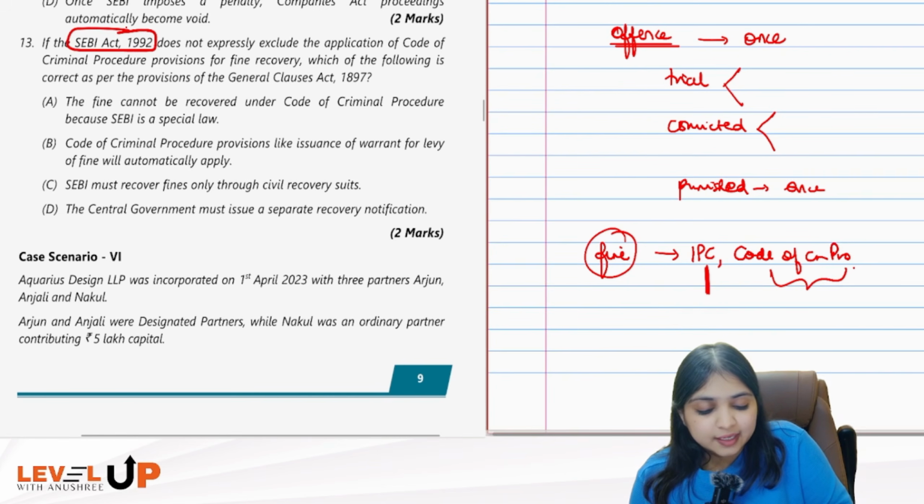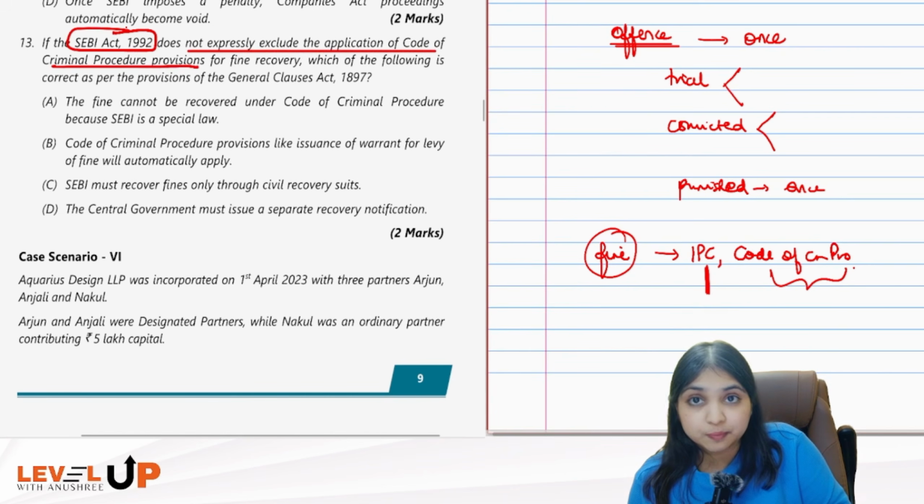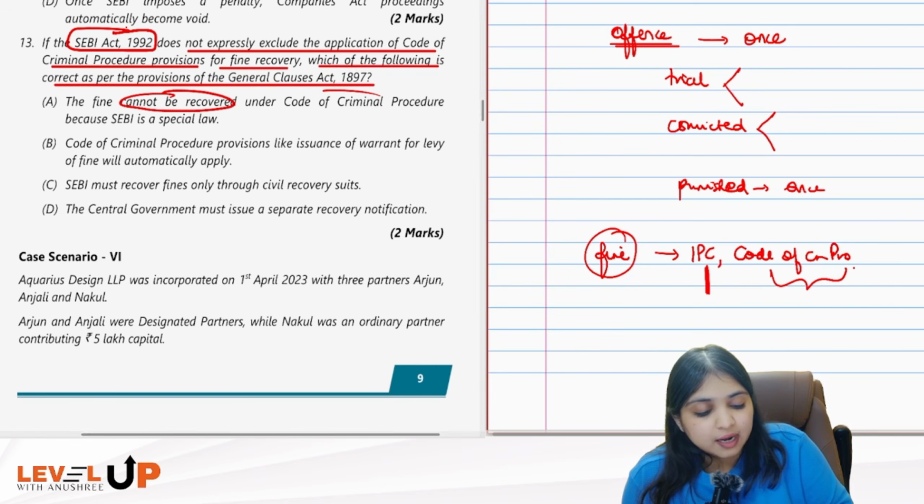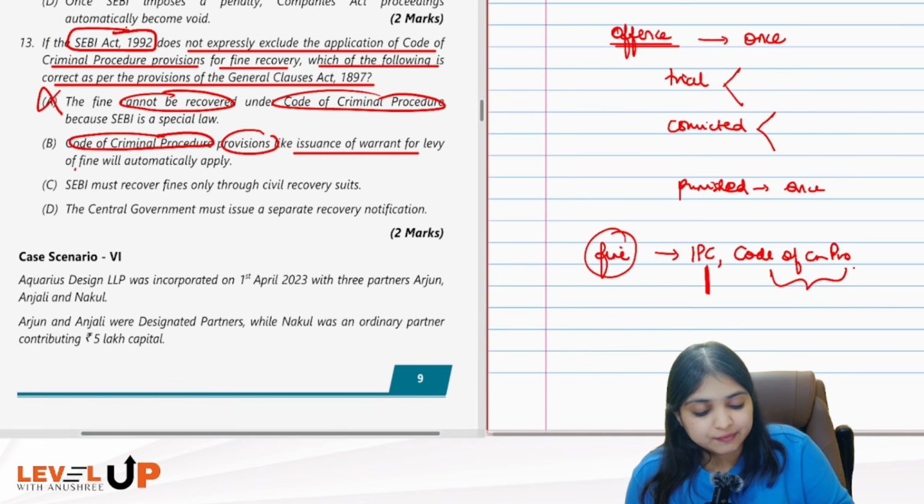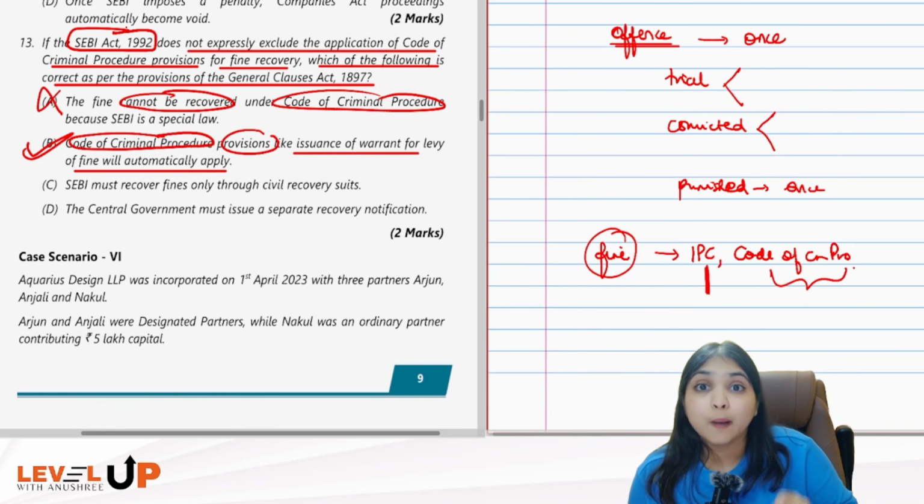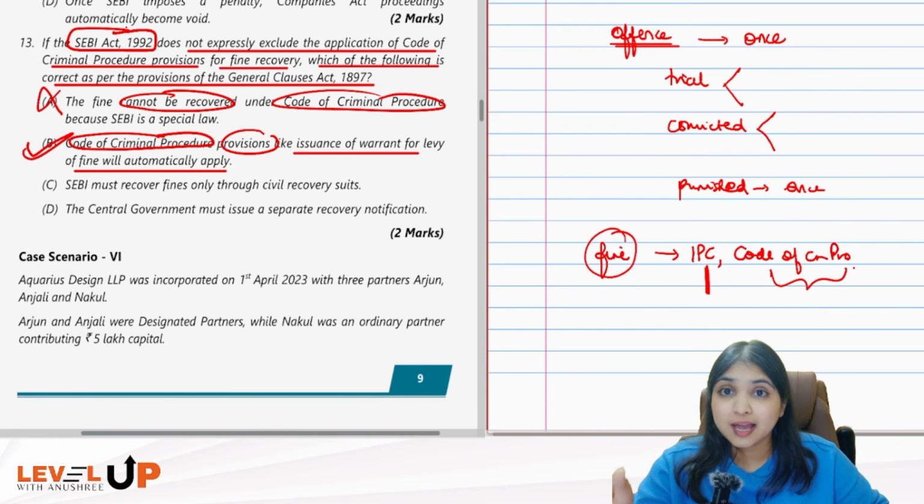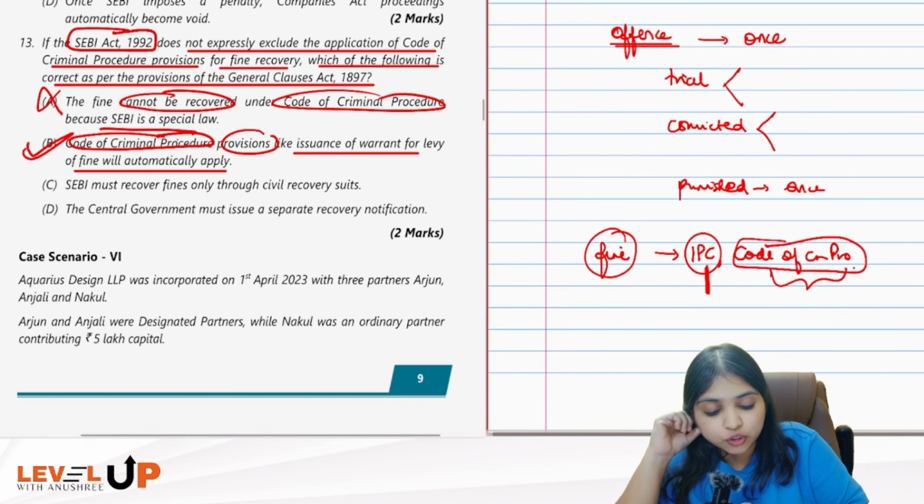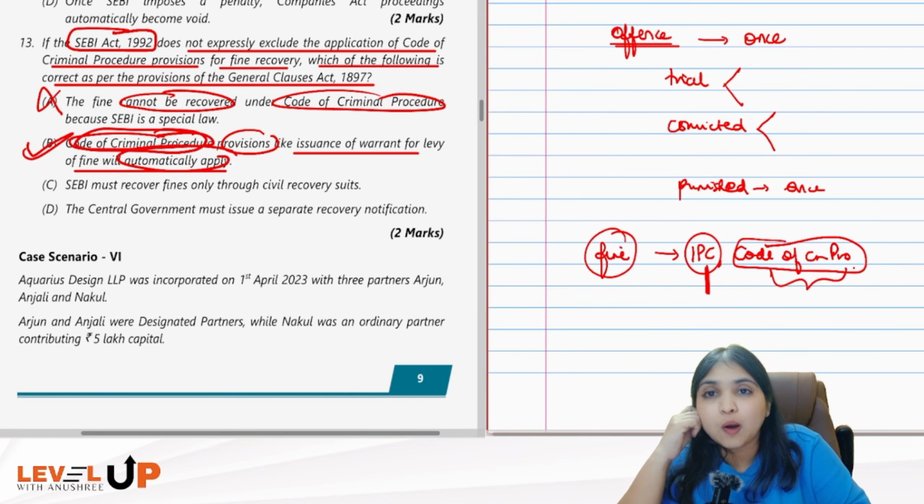If the SEBI Act 1992 does not expressly exclude the application of Code of Criminal Procedure provisions for fine recovery, which of the following is correct as per the provisions of the GC Act? Fine cannot be recovered under the Code of Criminal Procedure, wrong. Code of Criminal Procedure provisions like issuance of warrant for levy of fine will automatically apply. Option B, guys. Whenever any fine has to be recovered under any act, automatically the Indian Penal Code and the Code of Criminal Procedure will apply. So the Code of Criminal Procedure will automatically apply, option B.